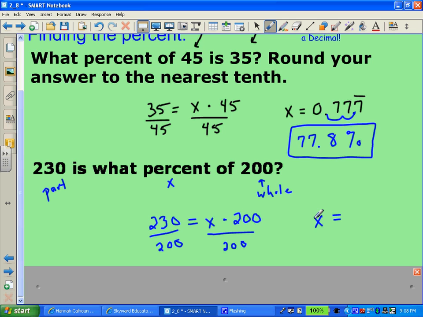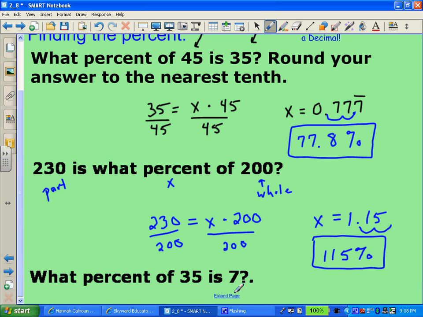Now 230 divided by 200 is 1.15. Now again, I have to change this into a percent. So that's going to be 115%. So 230 is 115% of 200.